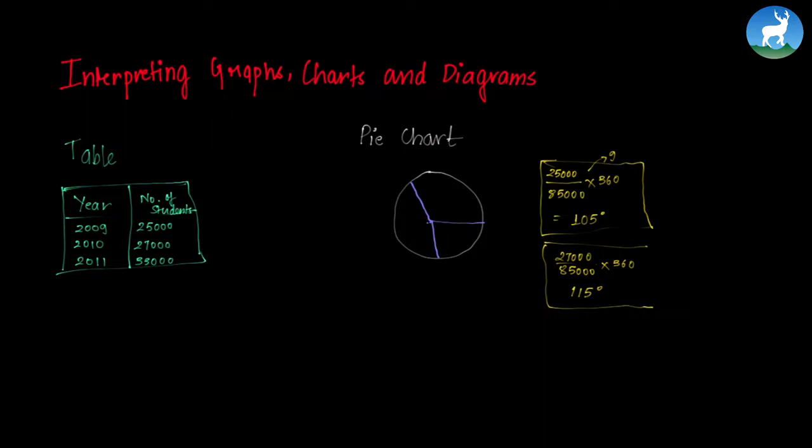So now we fill in the information. This is for 2009, which is 25,000. This is for 2010, and it's 27,000. And this is for the 33,000 in 2011. I suggest you use a protractor while drawing a pie chart, as maybe you have already learned how to draw a pie chart in your geometry class. But use a protractor for great angles.